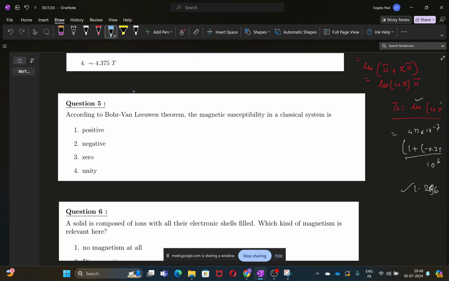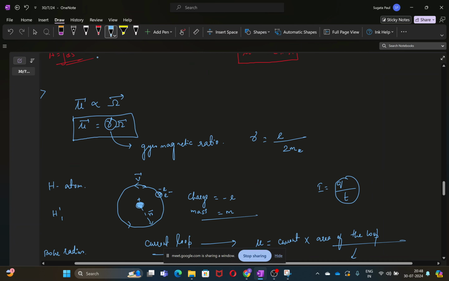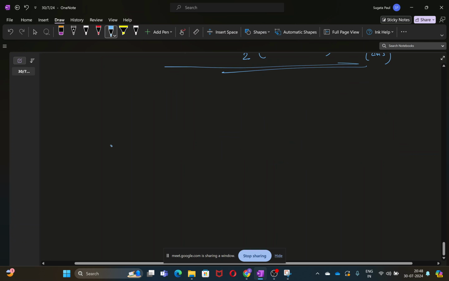Okay, so basically I'll give you the answer, that this Bohr-Van Leeuwen theorem says or proves that the magnetic susceptibility for a classical system is always 0. Now this is a very important theorem and it is already proved in the lecture materials, but again I'll explain it here for you, that why it is 0. And still if you have any doubt on the proof, you can ask me in the tutorial.